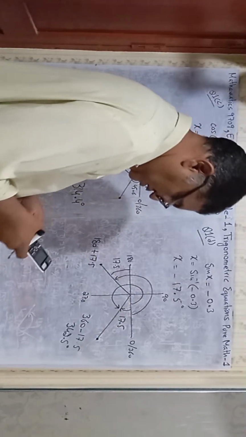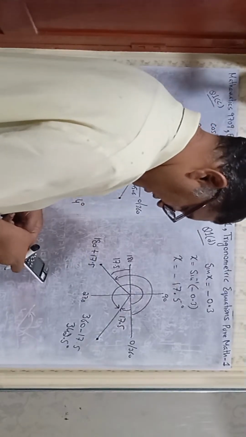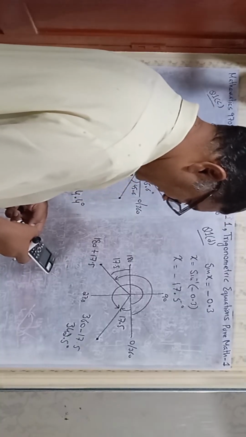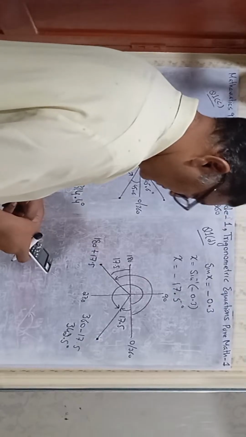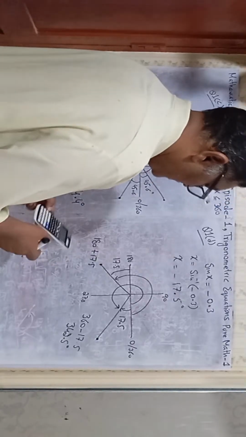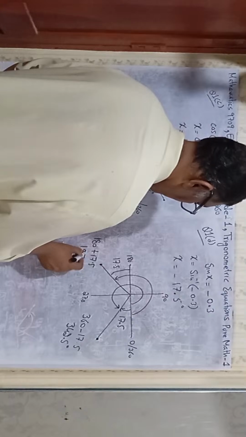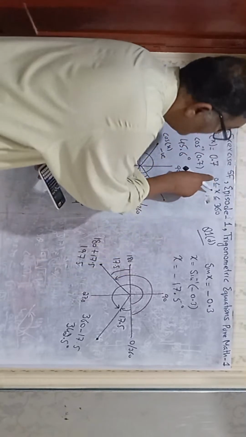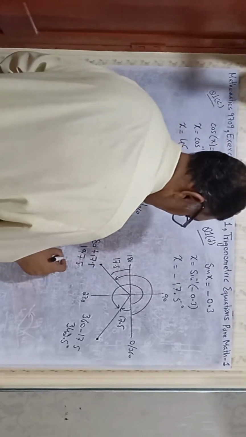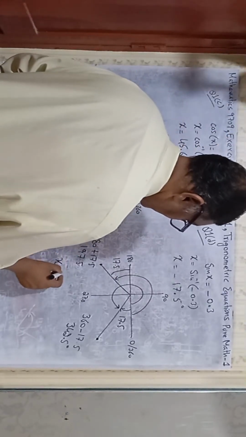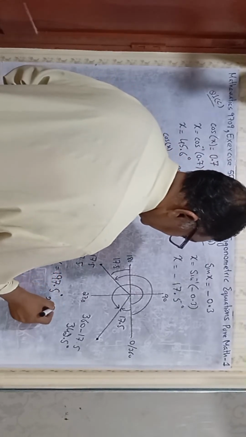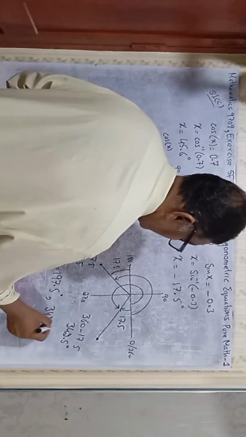So let me check. 180 plus 17.5 will be 197.5. Because I have to give the answer in the positive, from 0 to 360, my x answers are: one answer is 197.5 degrees and the other answer is 342.5 degrees.